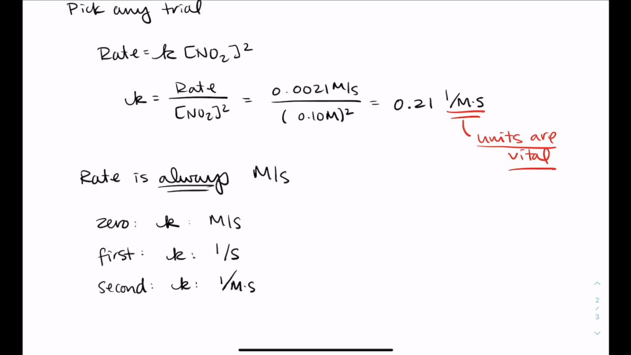Now, you could memorize what these units are. I don't recommend it. I recommend knowing that the rate is always molarity per second and then figuring out what the units are based on whatever concentrations and orders you're putting in.